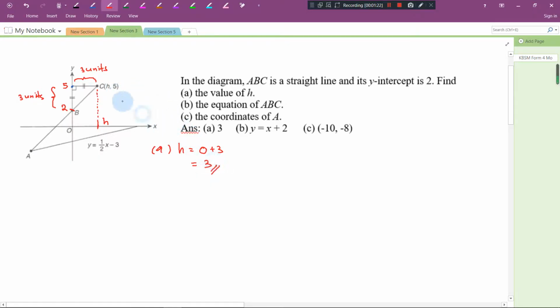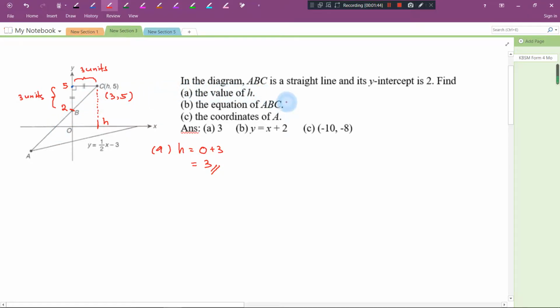Once we get the answers, it's better that we write them on the diagram using a pencil, so it's easier for us to solve parts B and C, because sometimes we need to use the part A answers to help us get the answers for parts B and C. Now let's look at part B. We want to find the equation of ABC.